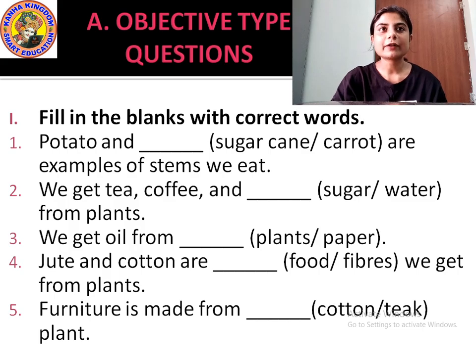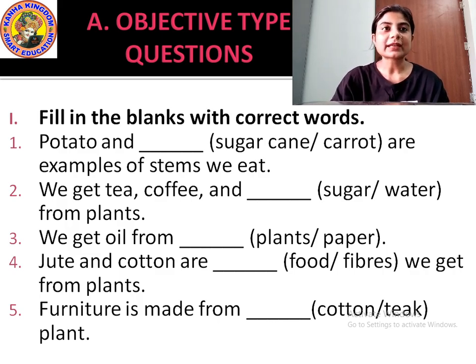So students, our first question is objective type question. Number 1, it is fill in the blanks with correct words. There are two options given in the question, and you have to choose the correct option, the correct word.